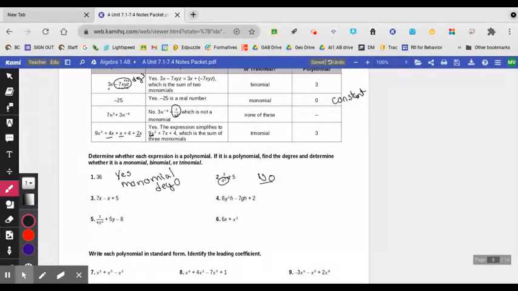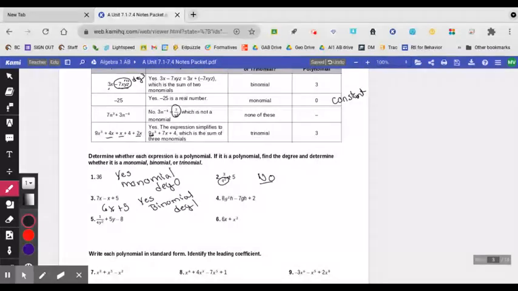Number 3, first we're going to combine like terms. So 7x minus x is 6x. So it's 6x plus 5. So it's yes. It's two terms, so it's a binomial. And the degree is 1 because the exponent on x is 1.